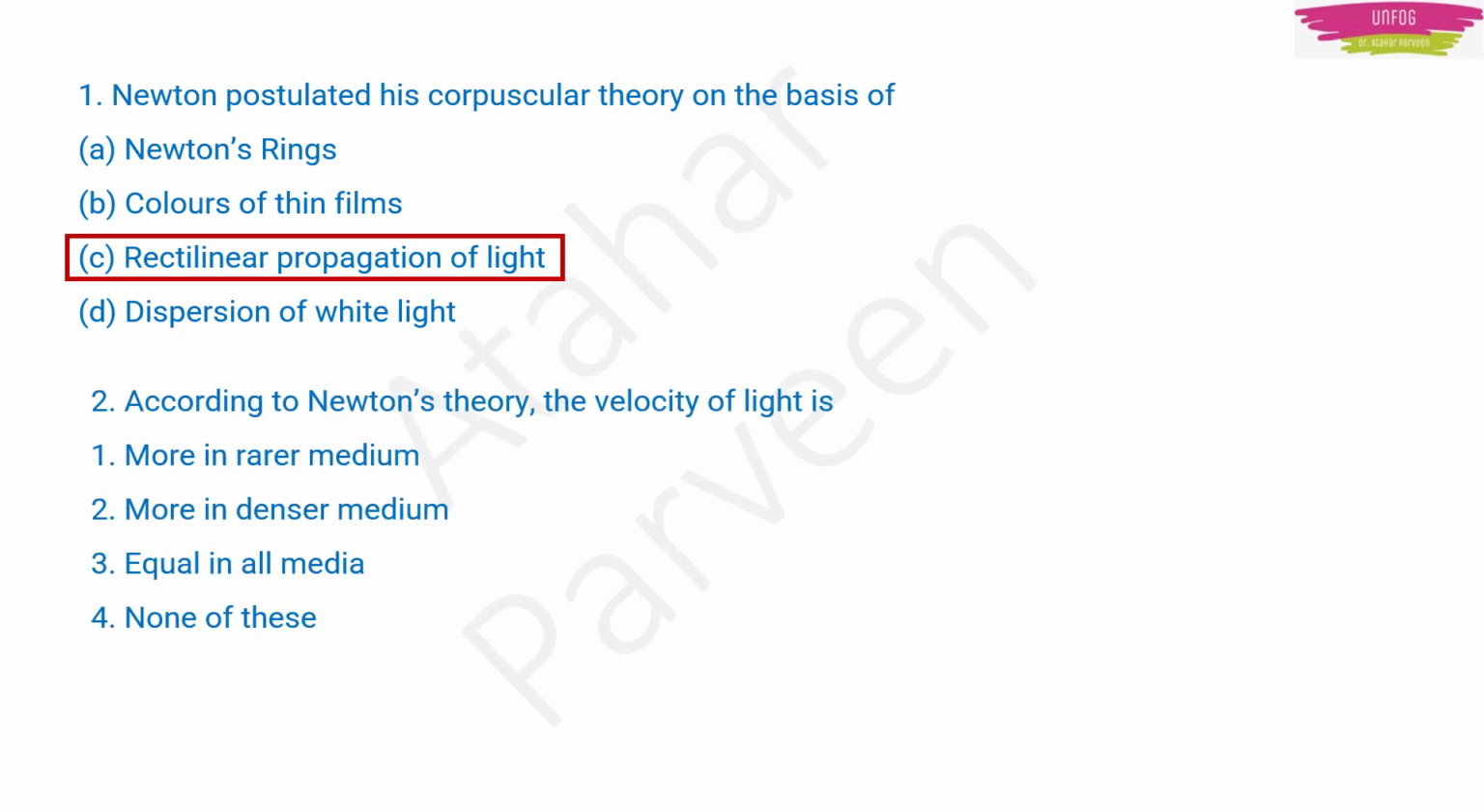Then according to Newton's theory, the velocity of light is not what is actually happening. Actually, the velocity of light is more in a rarer medium. But Newton told that it is more in a denser medium, which is wrong. So the answer for this question is that it is more in a denser medium, but actually the velocity of light is more in a rarer medium. Okay.